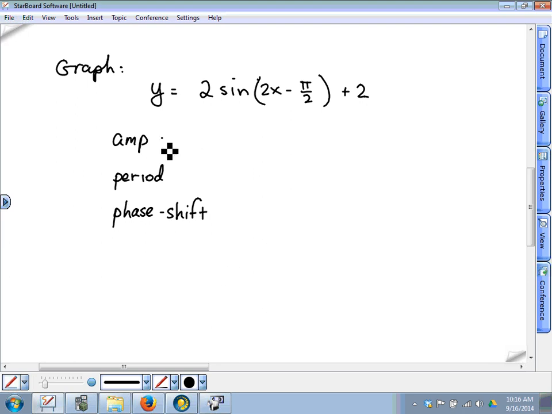What's the amplitude? 2. Where do we find the amplitude? In front of the function. So the amplitude is 2. That represents the distance between the highest and lowest point, or half the distance, I guess, between the highest and lowest point. The amplitude is 2.